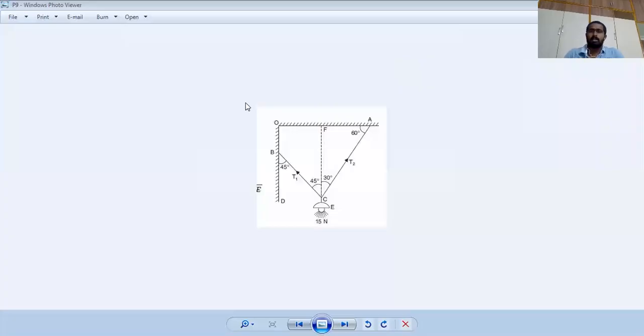So this is the diagram. A light fixture having a weight of 15 newtons, with two strings, AC and BC, making angles of 60 degrees and 45 degrees. Now tell me.